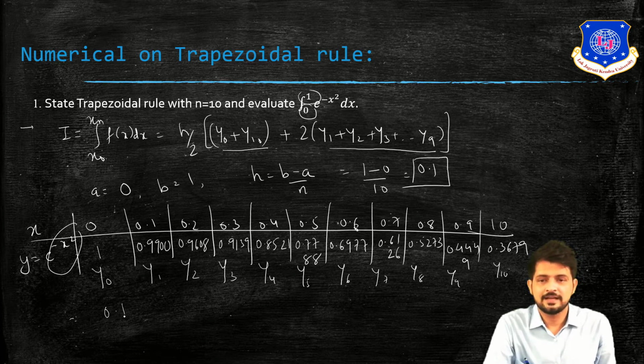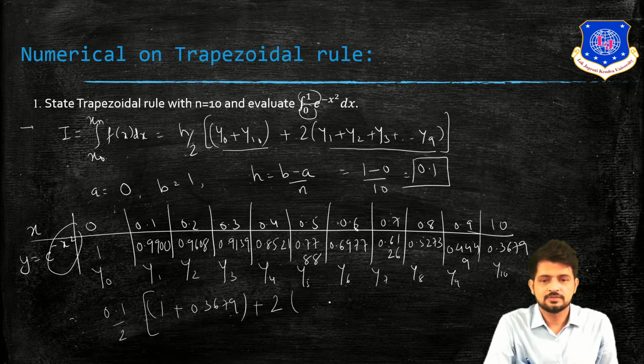Okay, then simply you have to place all of these values. What is our h? h is 0.1, so 0.1 by 2. Place in this formula y0 plus y10. y0 plus y10 is 1 plus 0.3679, plus 2 into the sum of the remaining terms. Now the remaining terms will be 0.99 plus 0.9608 plus 0.9139 and so on, and the last value you have to take is 0.4449.